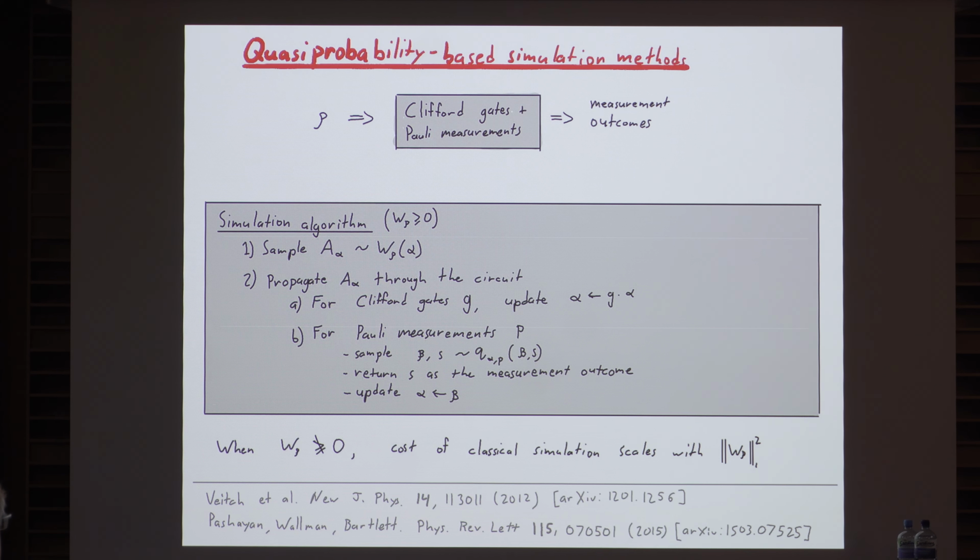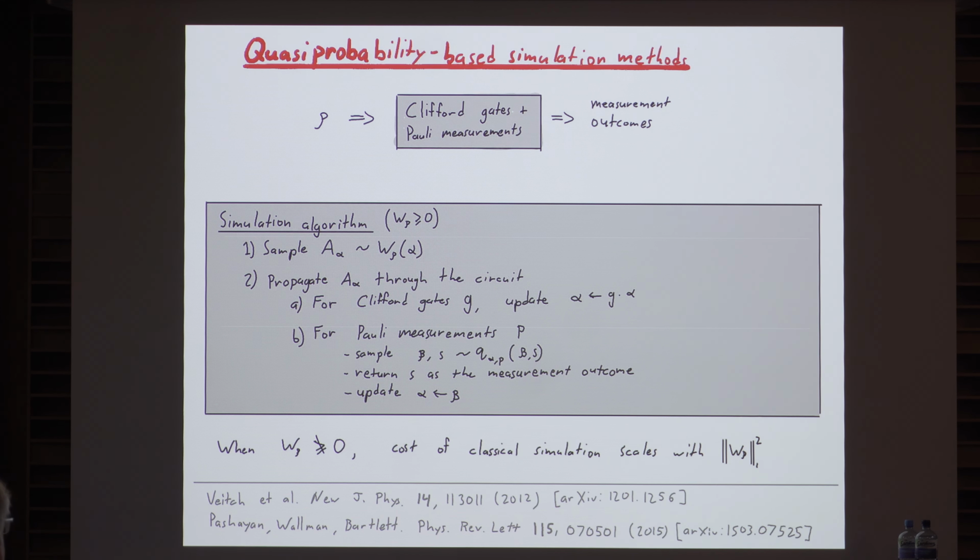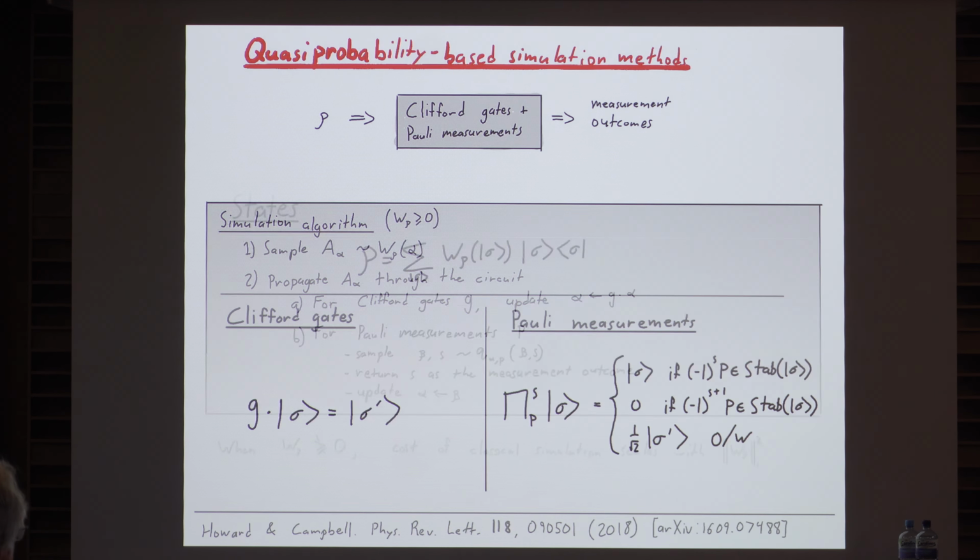And so this gives you a nice characterization of which states could be useful. If everything is non-negative, then you get an efficient classical simulation for these computations. And in the case when everything is not non-negative, the cost of classical simulation scales with the amount of negativity. Now, this is pretty abstract so far, so it might be helpful to go through some examples.